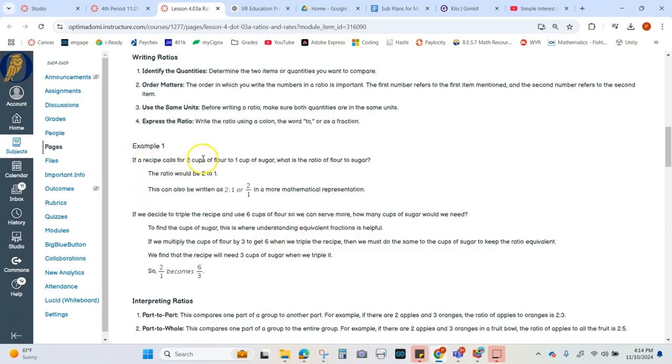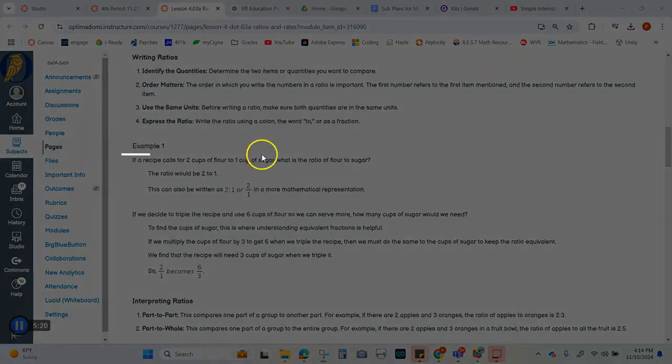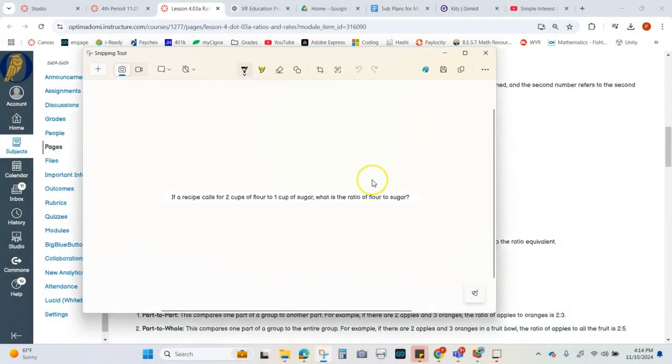If a recipe calls for 2 cups of flour and 1 cup of sugar, what's the ratio of flour to sugar? Take a snip of this. So step 1, identify what we are trying to find the numbers of. What is the ratio of flour to sugar? So flour to sugar is what we're trying to find the ratio for. Okay, the order matters. So flour needs to be the first number, sugar needs to be the second number.